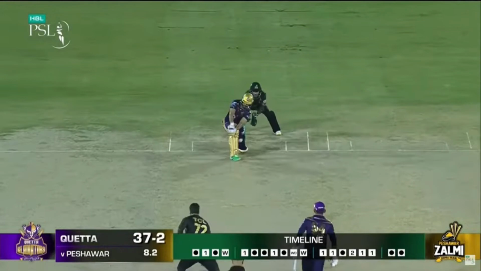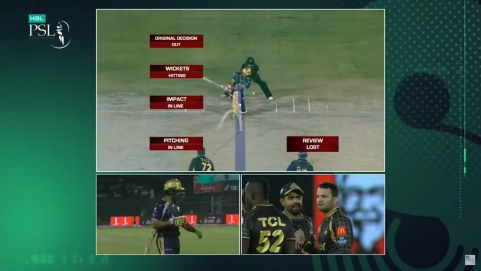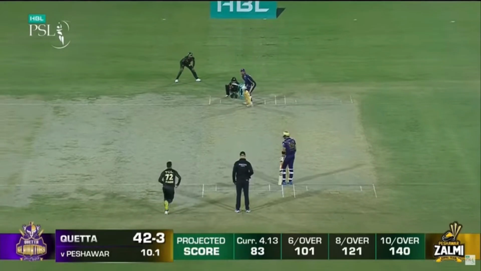Short of length on the stumps. 17.4. Nisham to Adian Smith, 4. Short outside off. Adian Smith pulls, and the top edge clears the keeper. 17.6. Nisham to Adian Smith, 4. What power! Nisham, head down, disappointed, walks away. A back of a length slower ball on the stumps.